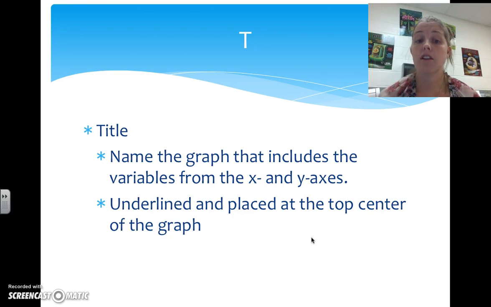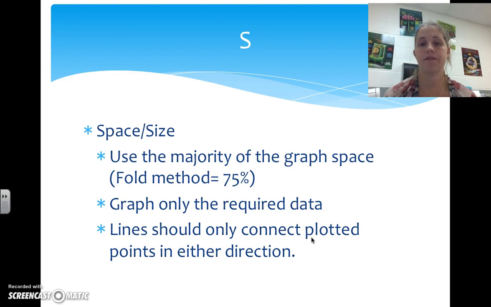T stands for title. So this is naming a graph that includes the variables from the x and y axes. So it might be whatever your x-axis is versus whatever your y-axis is, or it might say the effect of whatever is on your x-axis on whatever's on your y-axis. It needs to be underlined and it needs to be placed in the top center of your graph.